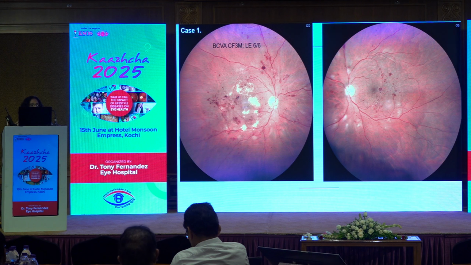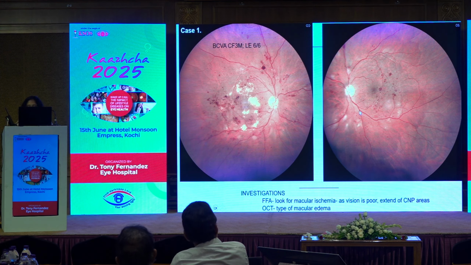Coming to one case, here you can see this fundus where evidently you can see some neovascularization, and the BCVA in the right eye is counting fingers at 3 meters and the left eye is 6/6. Here you can see NVE, hard exudates, and hemorrhages, and in the left eye you can't make out much neovascularization as of now, but you can see cotton wool patches, so looking at it, it's more ischemic.